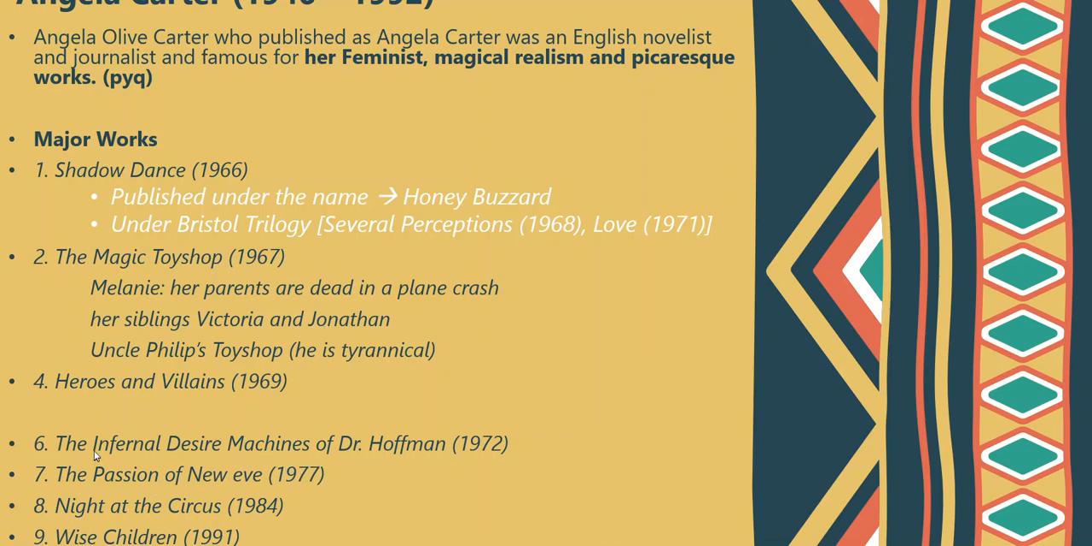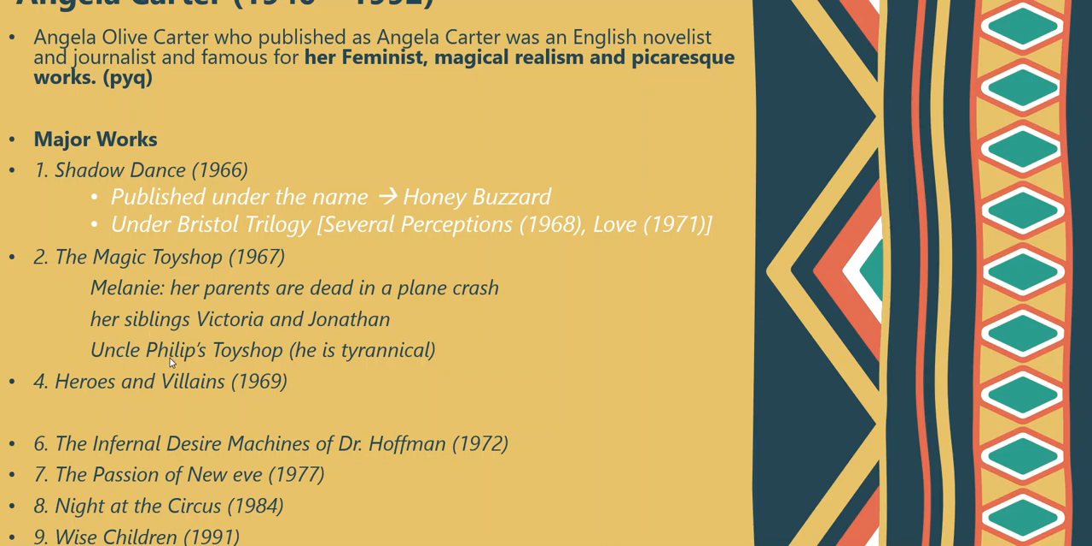Then we have the next work, The Magic Toy Shop. Very important work. Read the summary of this work. There is a character, Melanie. Her parents are dead in a plane crash. Because her parents are dead, she is living with her siblings, Victoria and Jonathan.